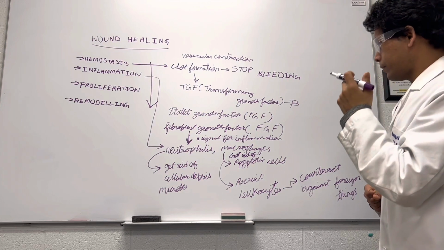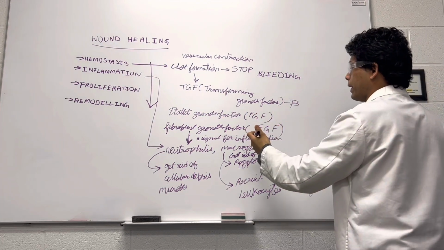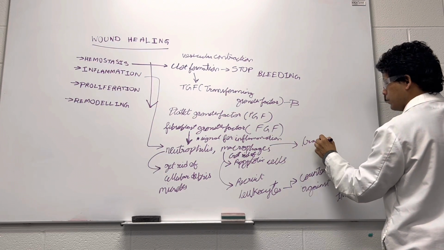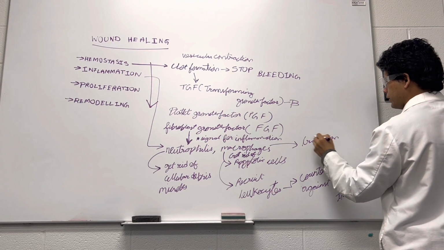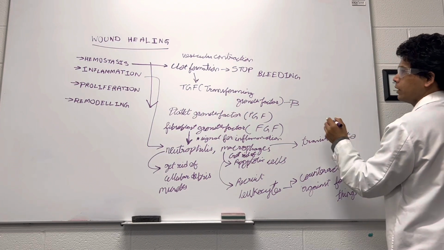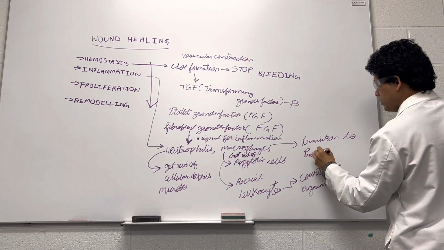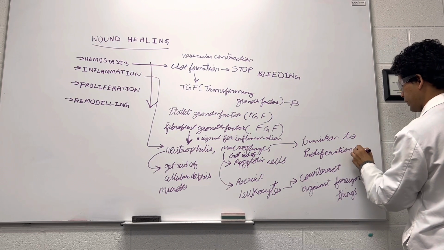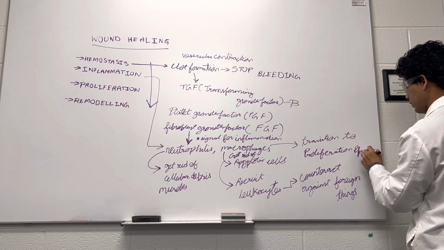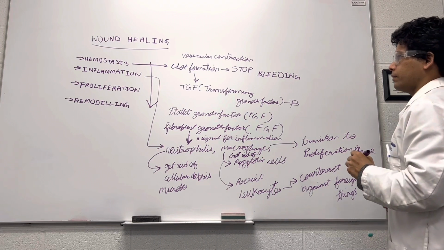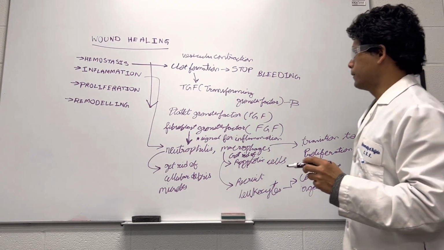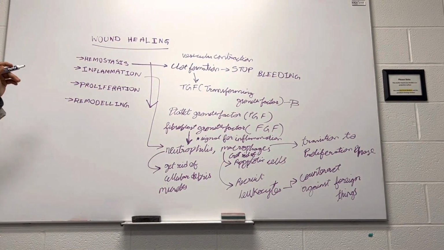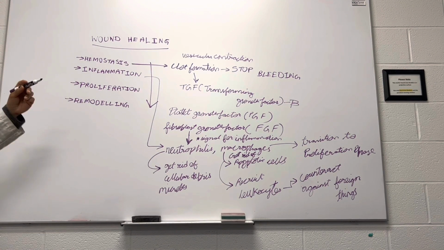And after that, the macrophage also helps in the smooth transition to the proliferation phase. So this is just a small overview of what is happening in hemostasis and inflammation.